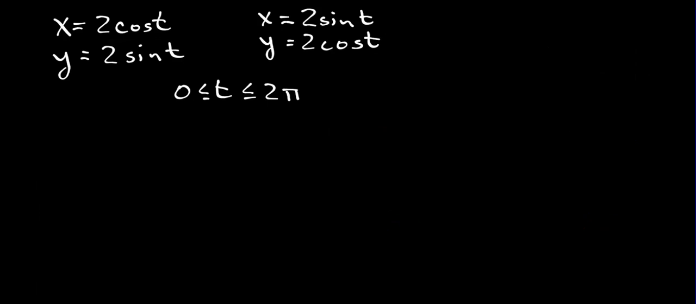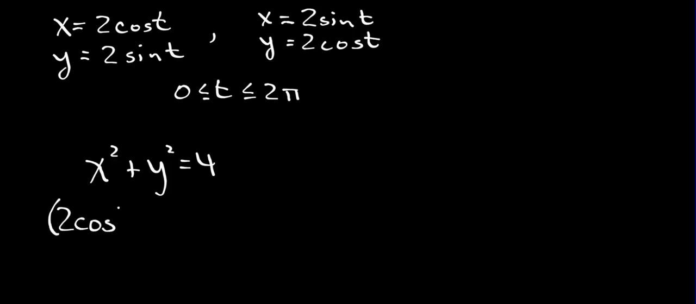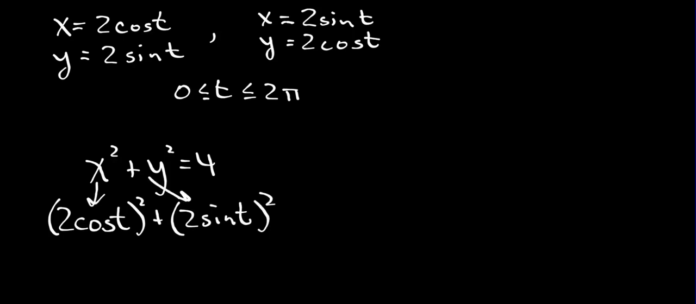So we have these 2 ways to parameterize the circle, and let's just see that it works. Now, remember the equation for this circle of radius 2 is x squared plus y squared equals 4. So let's see if this works. If x is 2 cosine t, here's what we've got. We've got (2 cosine t) squared. If y is 2 sine t, we've got this (2 sine t) squared. See the x and the y. Let's see what that equals.